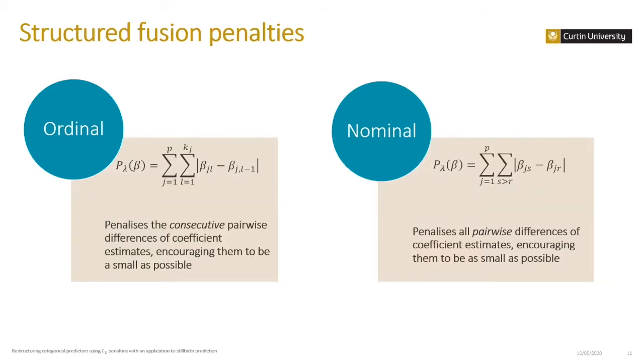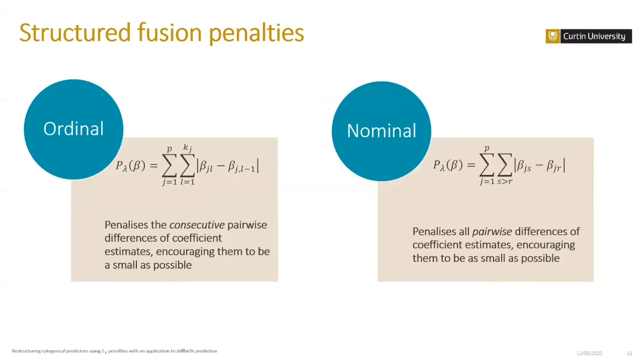Now that fusion effect is something we might want to do for nominal predictors as well. Though it's not appropriate here to penalize just the consecutive pairwise differences because there's no structure between the levels. So instead what we do is we put a less specific penalty on it and we penalize all pairwise differences, encouraging them to be as small as possible. So it gets the similar kind of characteristics in the resultant solution.